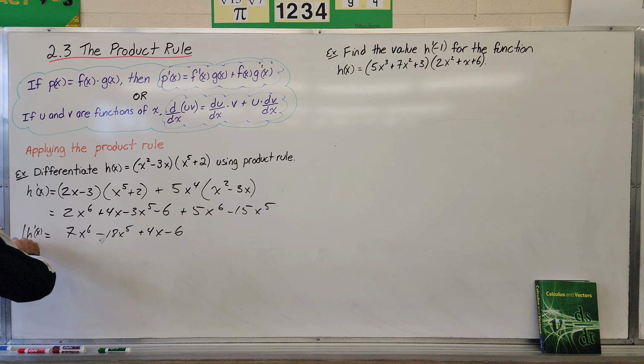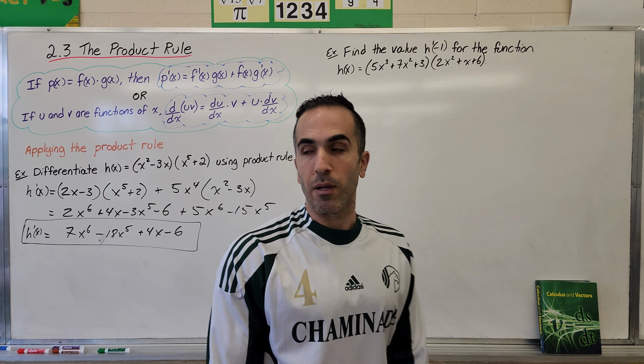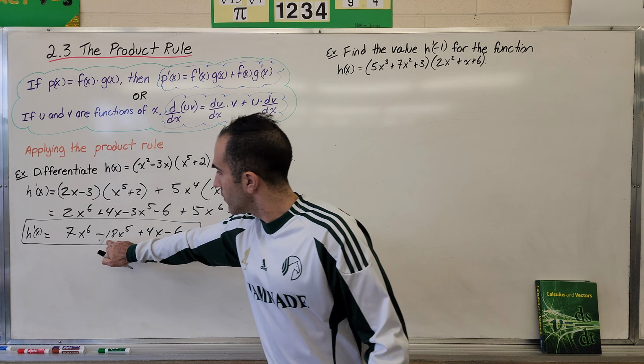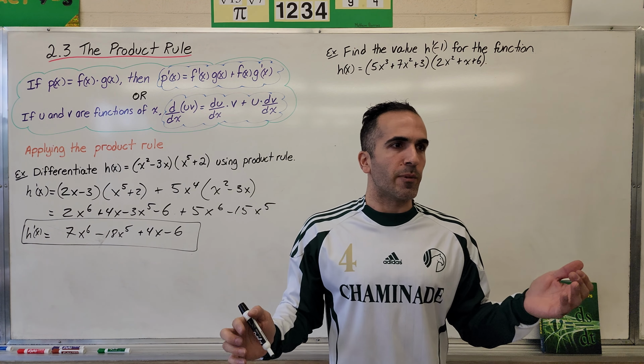Therefore, h prime at x equals 7x to the 6, and so on. If you see mistakes, guys, call them out, please, even though we're on a video.